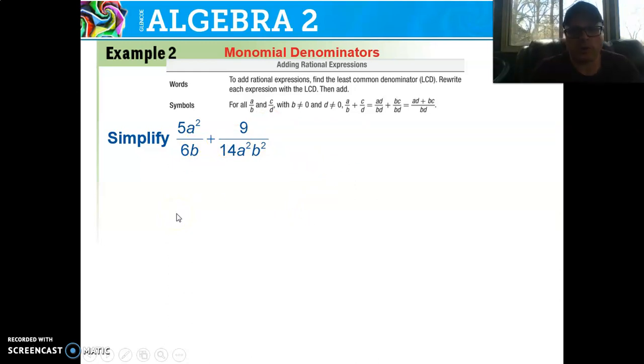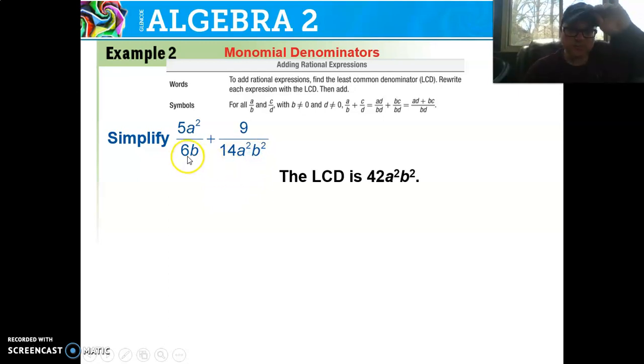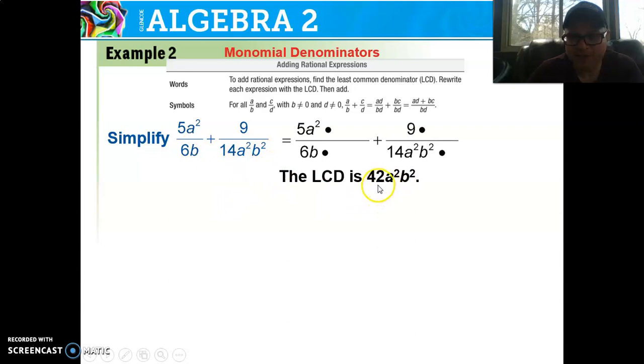So the longer way to do it, and again, I'm not sure that it's really longer, is to find the least common denominator. So what's the least common multiple between 6b and 14a squared b squared? Well, the least common multiple of 6 and 14 is 42. And then we have a squared b squared. So we need to make each of those denominators be 42a squared b squared.